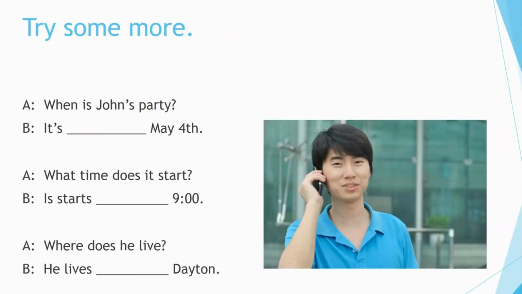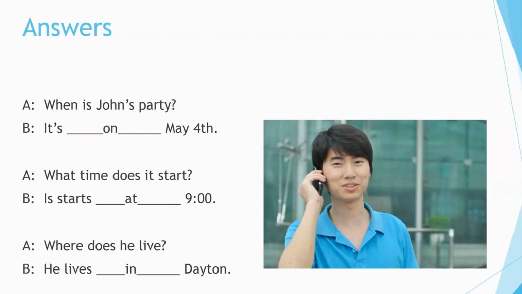Try some more. When is John's party? It's blank May 4th. What time does it start? It starts blank 9 o'clock. Where does he live? He lives blank Dayton.